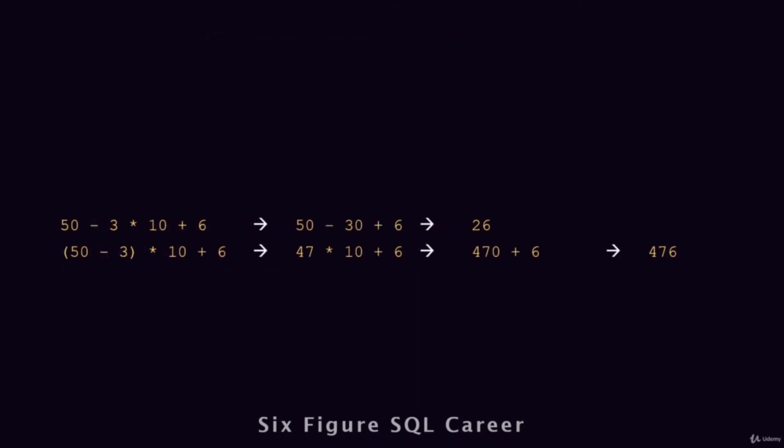So here are a couple of examples. In my first example, I have 50 minus 3 times 10 plus 6. To follow the order of operations, multiplication comes before addition and subtraction. So I multiply 3 times 10 first. That gives me 50 minus 30 plus 6. 50 minus 30 is 20, plus 6 is 26. Now in my second example, I have used parentheses to enclose 50 minus 3. So that evaluates first. So that becomes 47 times 10, which is 470, plus 6, which is 476.